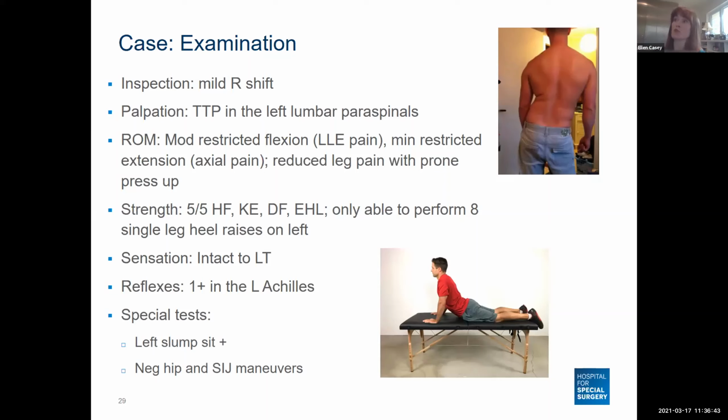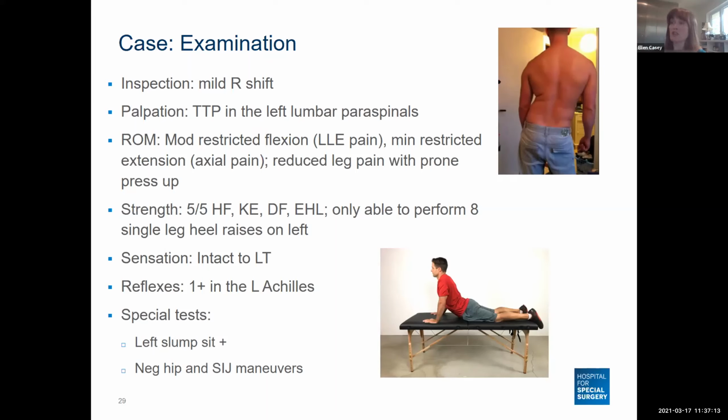So range of motion, we're trying to figure out, does he have a directional preference? So when you ask him to bend forward like he's going to touch his toes as far as he's comfortable, I saw in him, he was moderately restricted. He really couldn't get past 90 degrees without developing worsening left leg pain. So that tells us that he's kind of a flexion-biased person, meaning when he flexes, the pain gets worse, goes down his leg, excuse me.